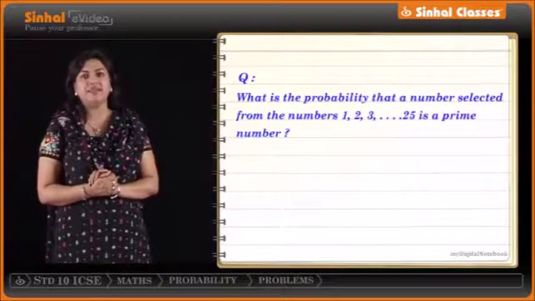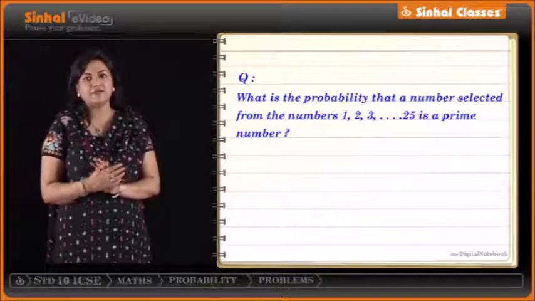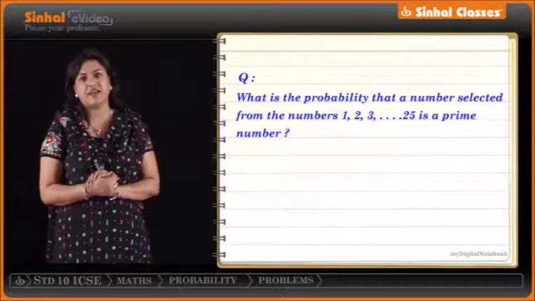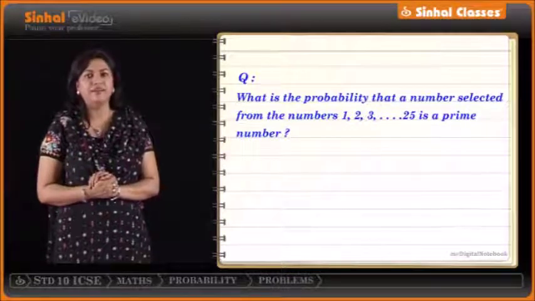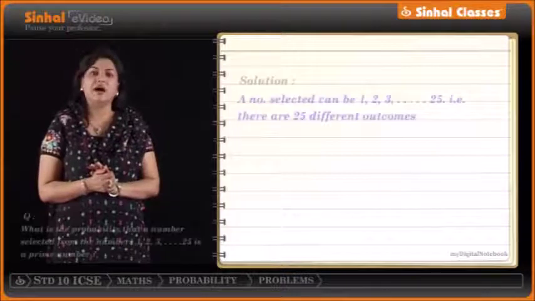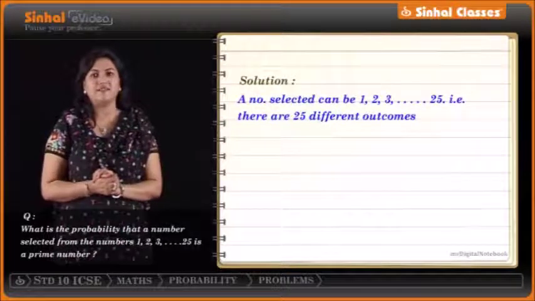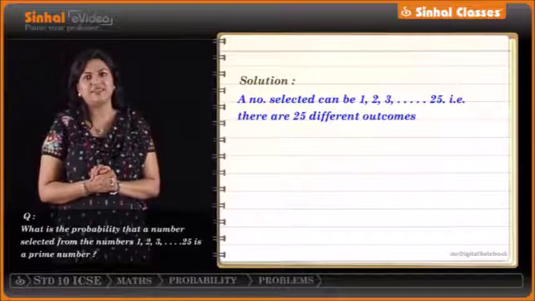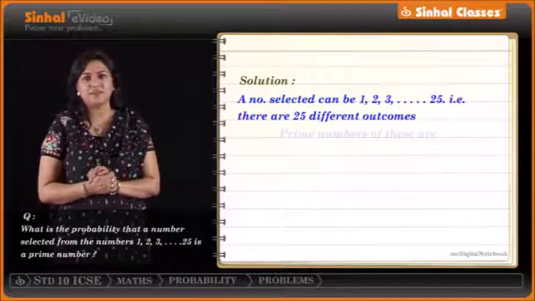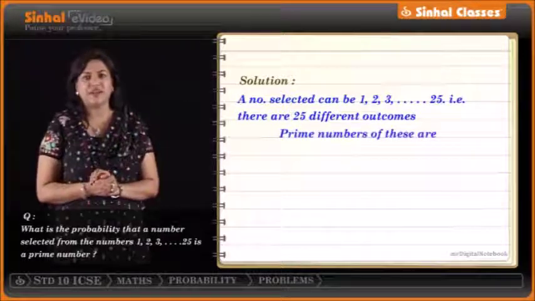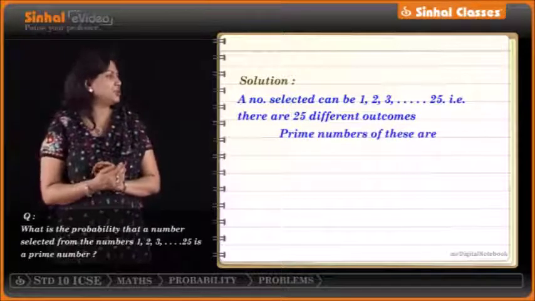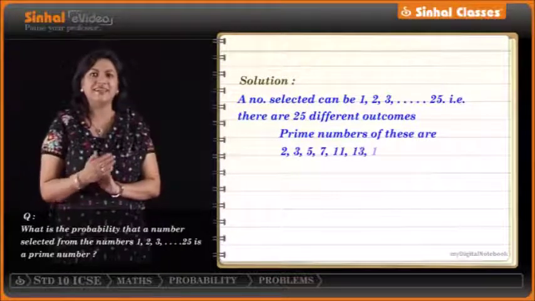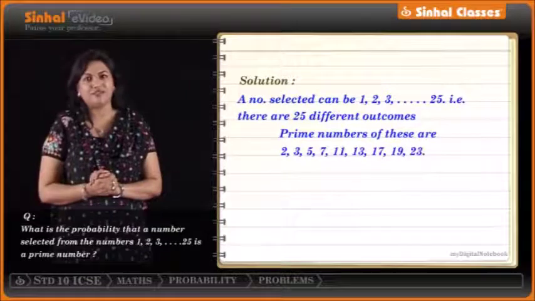What is the probability that a number selected from the numbers 1, 2, 3 and so on up to 25 is a prime number? Now here we are taking numbers from 1 to 25. The number of possible outcomes would be obviously 25. Now let's see what are the prime numbers between 1 to 25. They would be 2, 3, 5, 7, 11, 13, 17, 19 and 23.